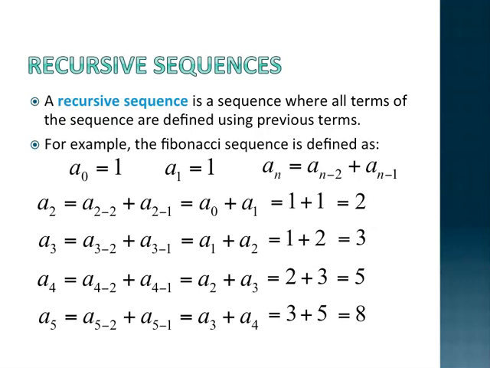So writing it out as a sequence, we have 1, 1, 2, 3, 5, 8, and you can probably see at this point, without having to write all the notation, what the next term is going to be. It'll be 13, and then 8 plus 13, which is 21, and so on.